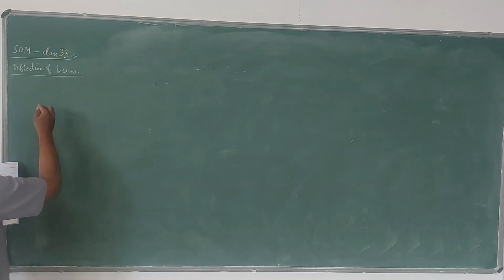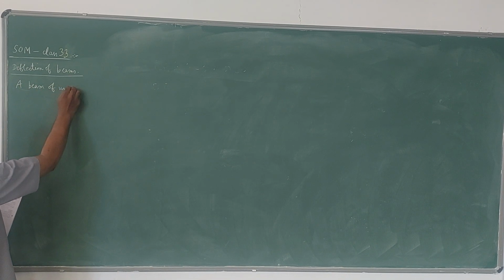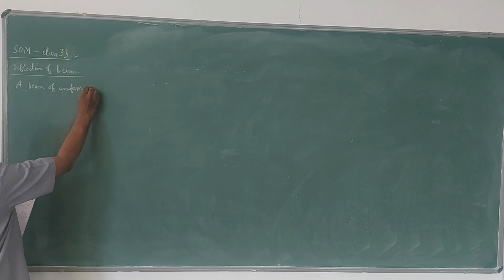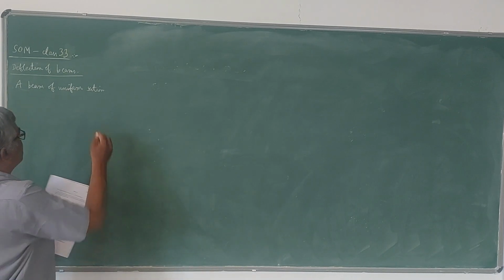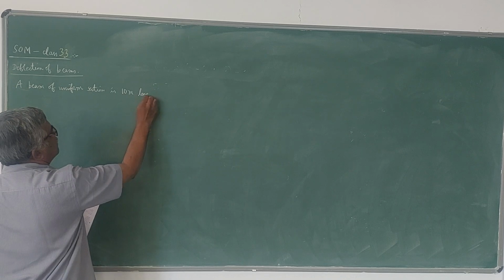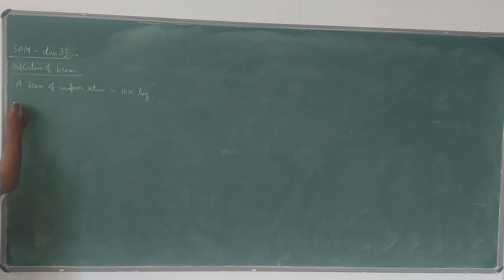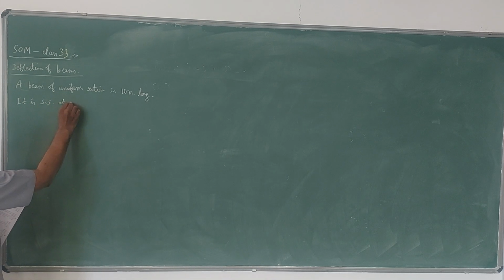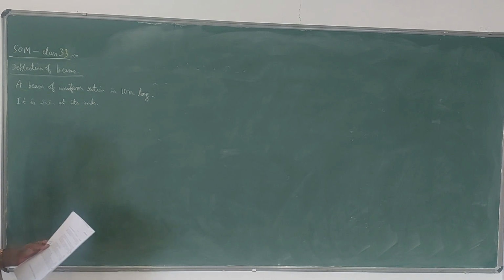The question paper problem: a beam of uniform section is 10 meters long. The figure is not given, so we have to draw the figure. It is simply supported at its ends. It is a simply supported beam.